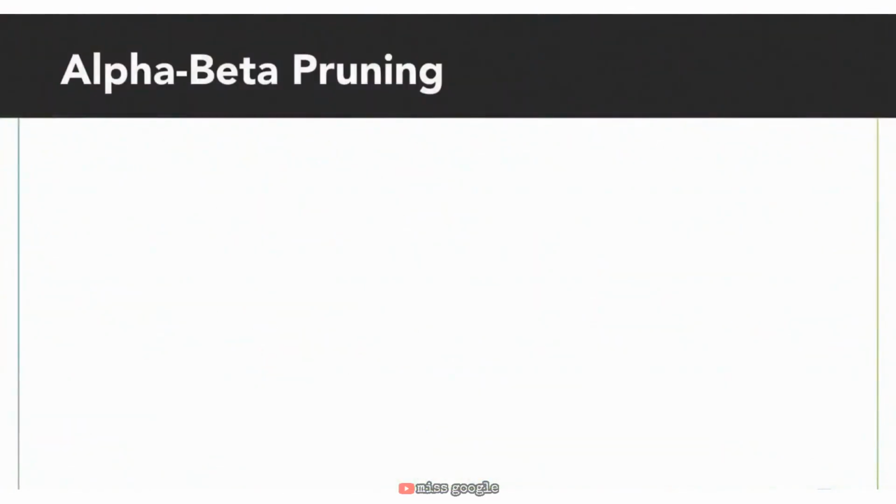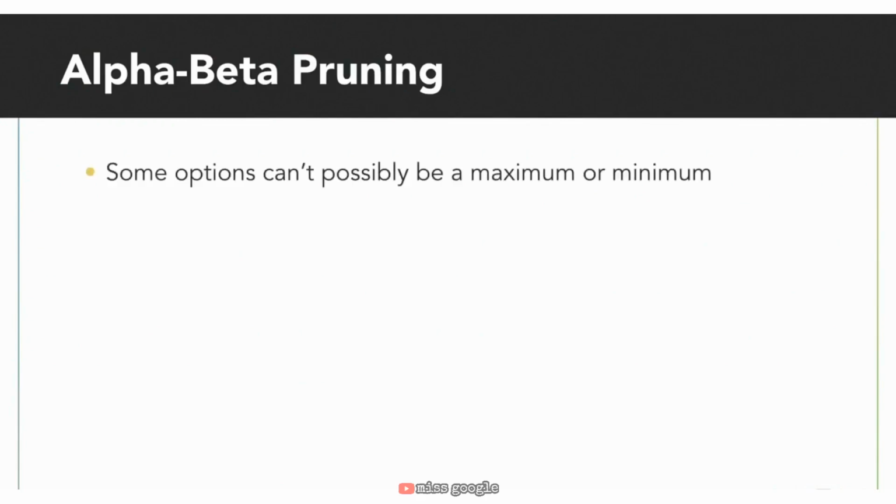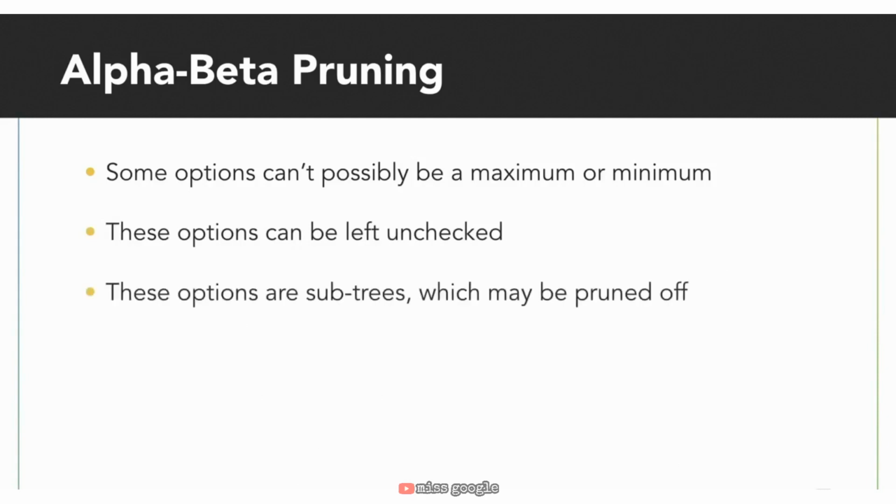So a first attempt to solve it is called alpha-beta pruning. It's based on the observation that when analyzing a min node or max node, some options can't possibly be the min or max value we are looking for. So these options can be safely left unchecked. Now, remember that an option in the Minimax tree is a subtree that can be pruned off. So our hope with this pruning is to get rid of a lot of unnecessary work.